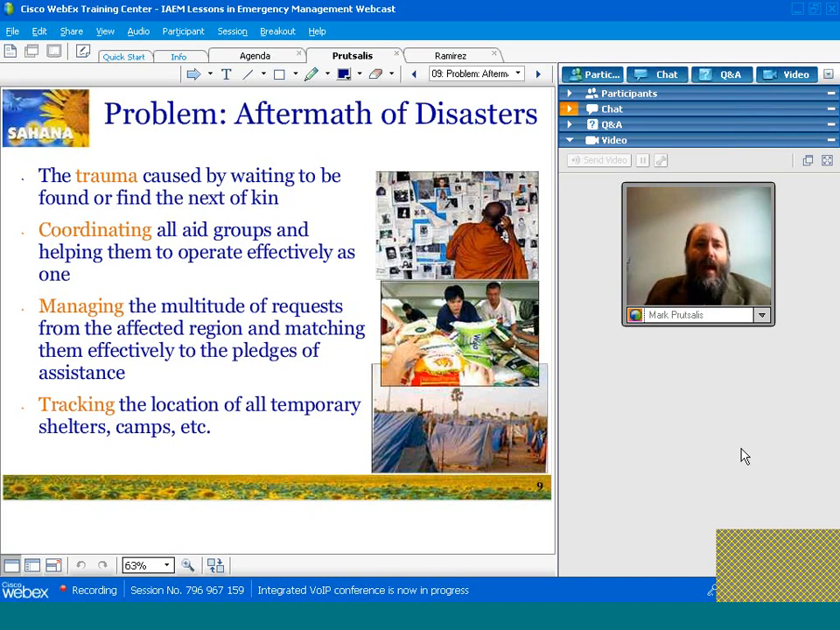So in the aftermath of disasters, I categorize two separate areas where challenges arise in responding to the relief. There's the trauma, and that affects both the victims of disasters as well as those responding, as well as the task of coordinating, managing, and tracking large numbers of people, places, and things that are important for the relief operation. And the bigger the disaster, the bigger the challenge this is.